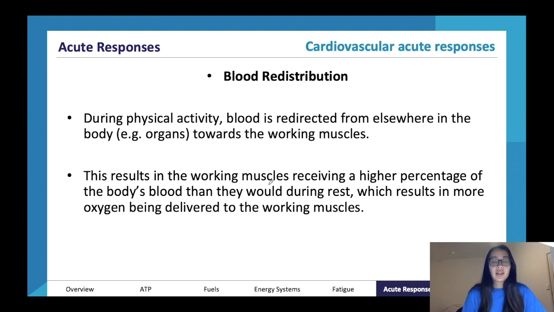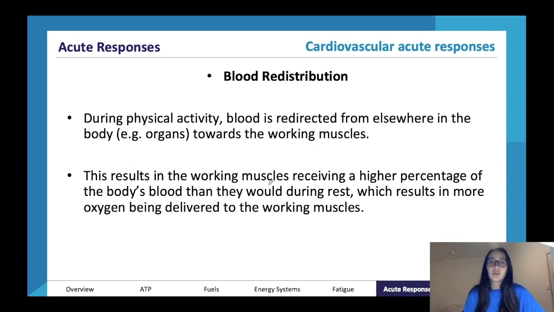So when you're resting right now, you might have just eaten dinner, or breakfast, or lunch, I'm not sure what time it is for you watching this, but you might have just eaten. And so a lot of blood is being directed to your stomach or your gut, and this helps to facilitate the digestion of your food. When you start physical activity, however, the blood is redirected from your gut and goes toward your working muscles. So a lot more blood is going to your working muscles, like in your legs or your arms, to help you run.